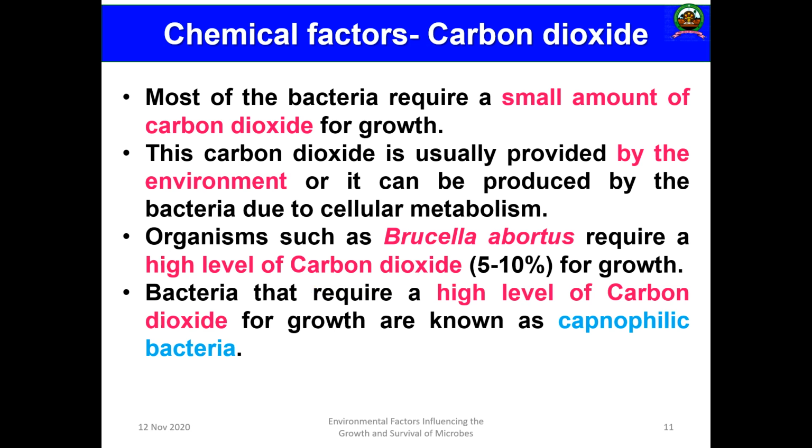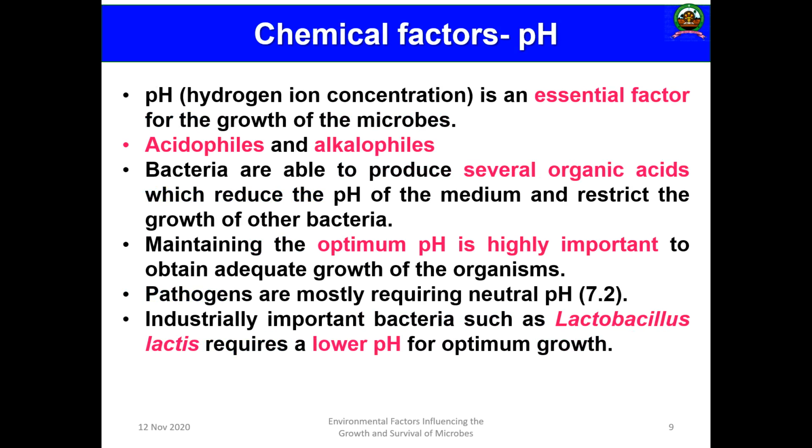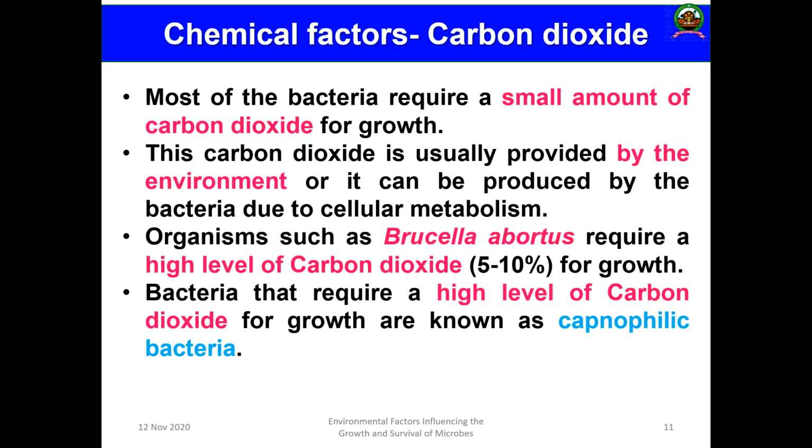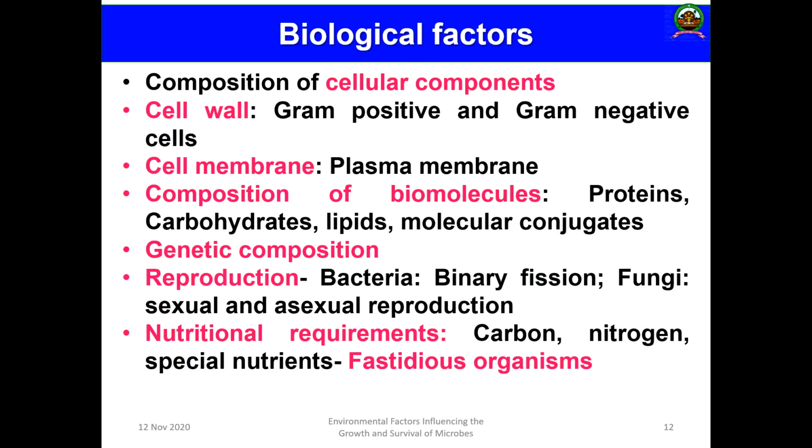This is all about chemical factors. So these three are the chemical factors mentioned in the syllabus: one is pH, next is oxygen, next is carbon dioxide. Next are the biological factors. First, the other organisms, for example humans, animals and plants.